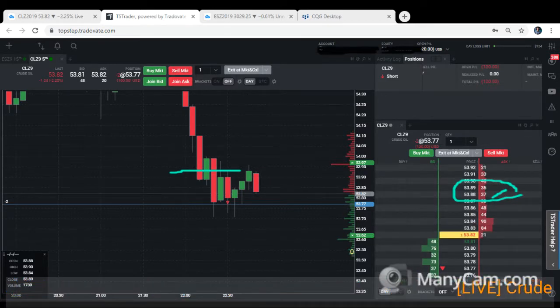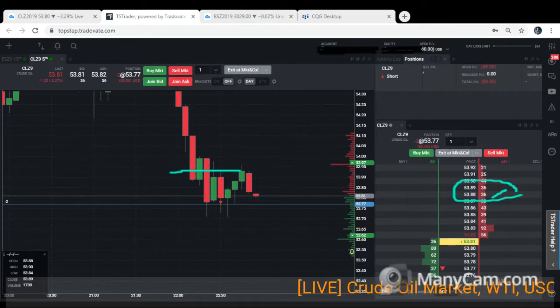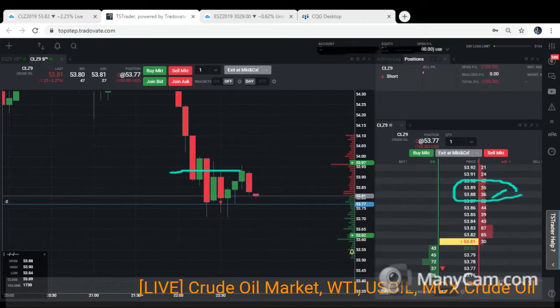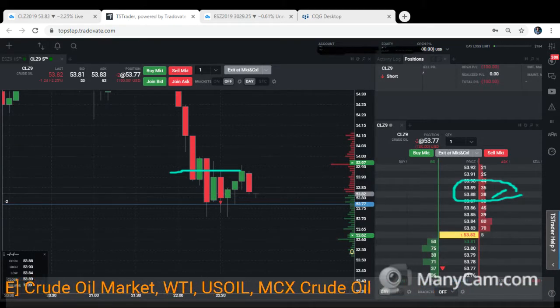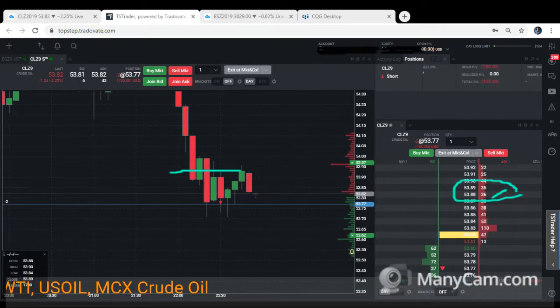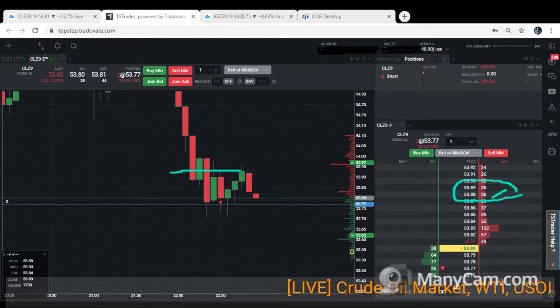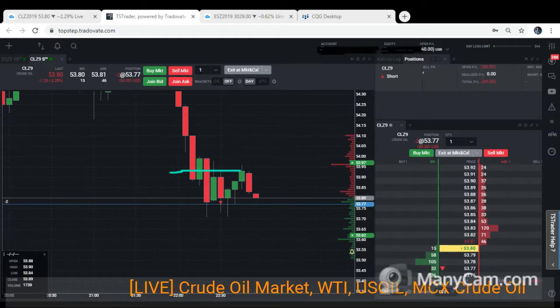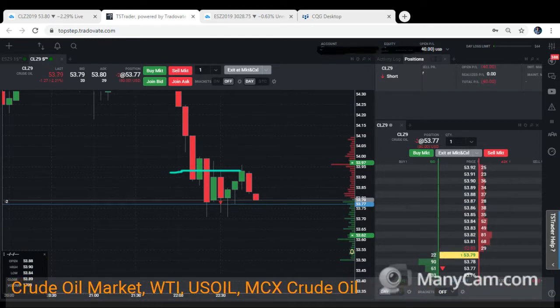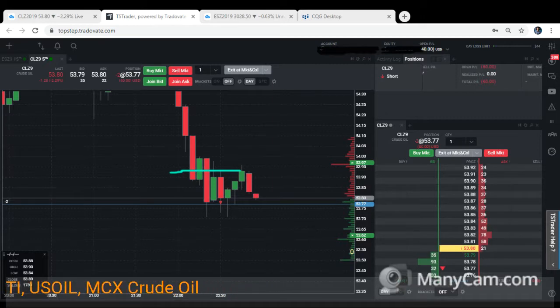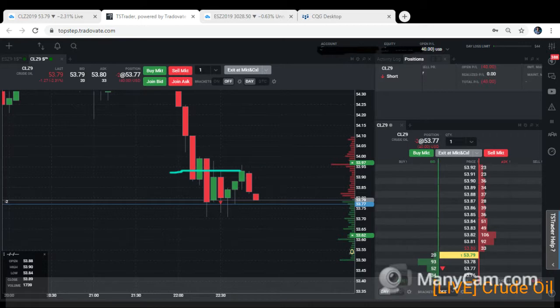Okay, as you can see now, the market reversed back. That looks good. Still, you can see a large volume waiting here. We are back to the entry level. It has been a few minutes since our entry.